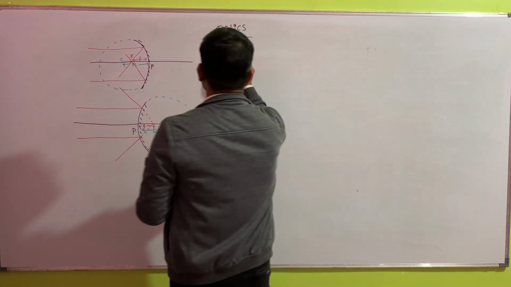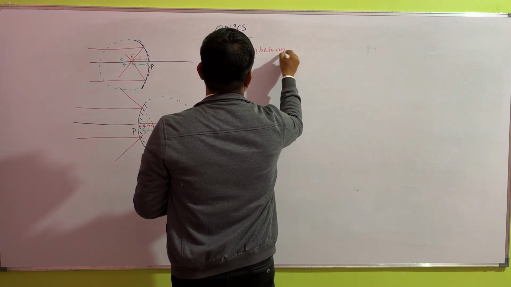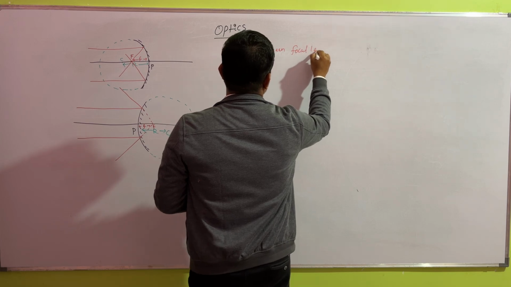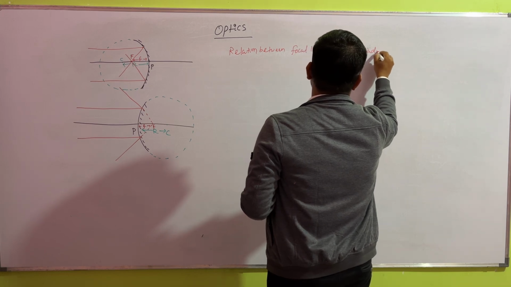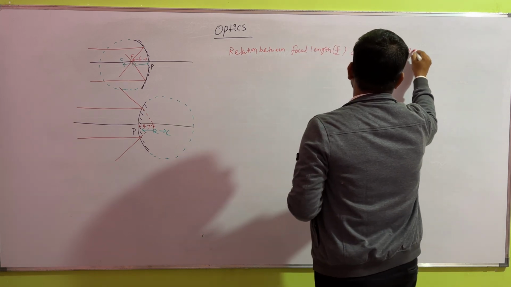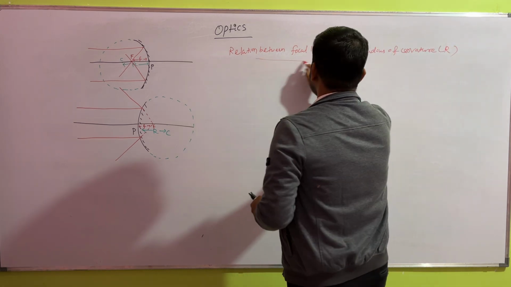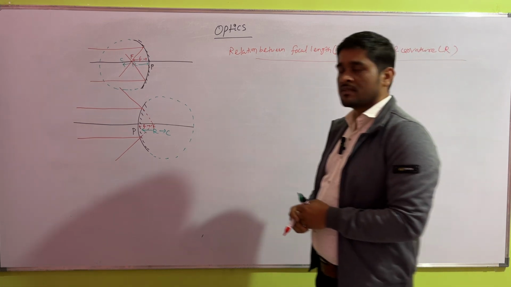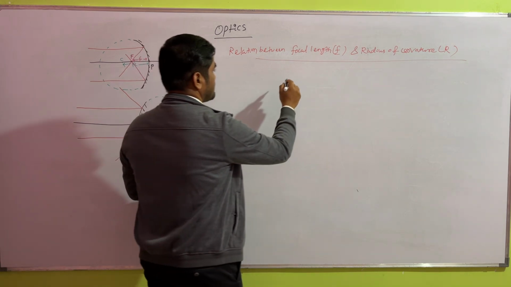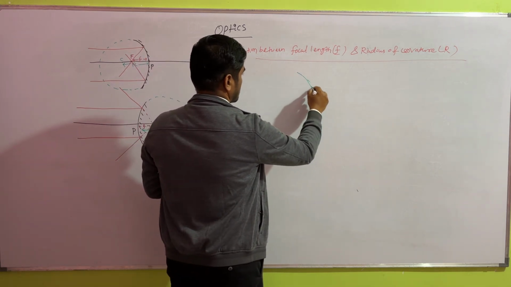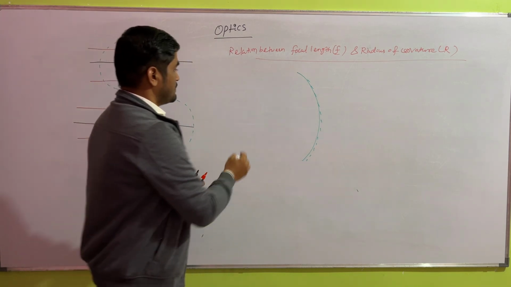Relation between focal length F and radius of curvature. Clear? So first we have to draw the diagram. This is for the concave mirror.